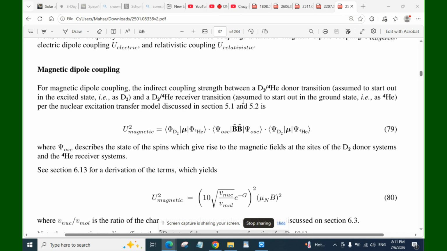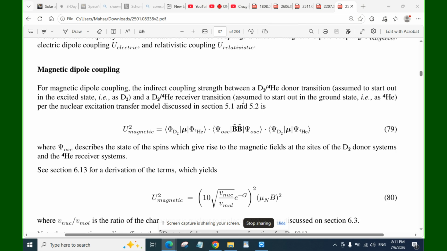U magnetic to the power of 2 is equal to phi deuterium absolute micro phi helium 4 multiplied by zeta oscillator absolute BB and zeta oscillator multiplied by zeta deuterium absolute micro and zeta helium 4. Zeta oscillator describes the state of the spin which gives rise to the magnetic field at the sites of the deuterium donor systems and the helium-4 receiver systems.